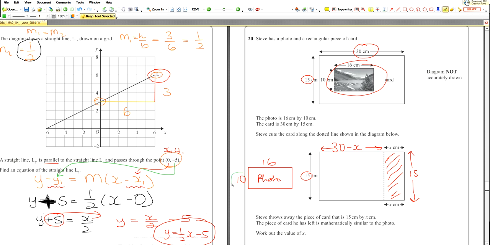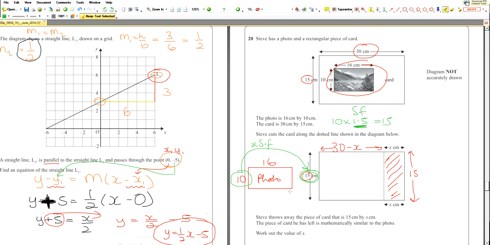Now, this height of the photo is mathematically similar to the height of the card. Now, how does 10 become 15? You multiply by the scale factor. What is that scale factor? 1.5, because 10 times 1.5 is 15. So 10 times 1.5 is equal to 15. That's my scale factor.